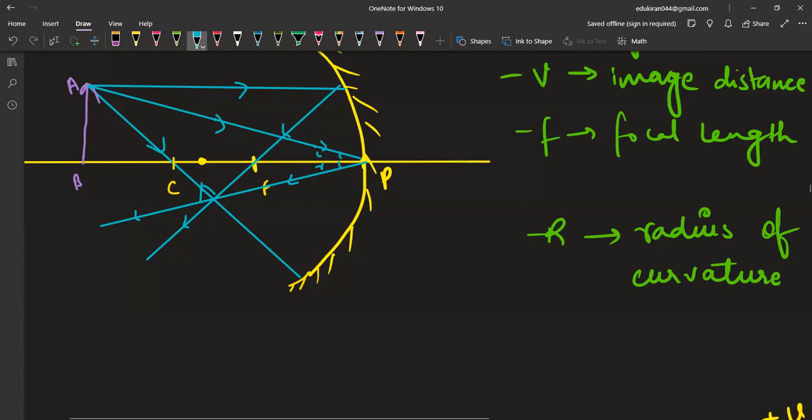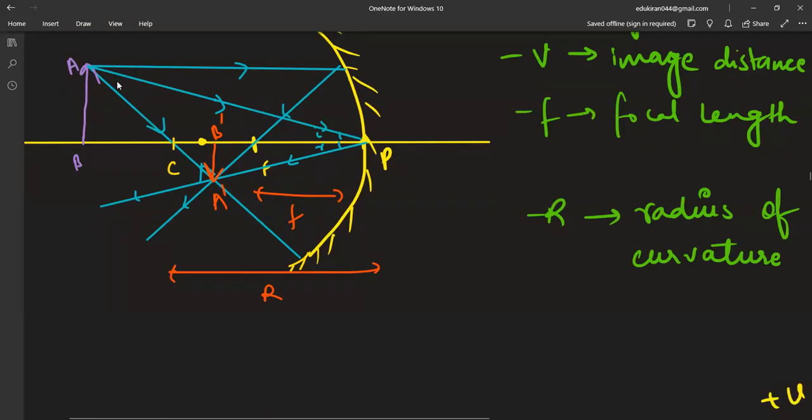Fine. Now, where is the image forming? Image is forming over here. All the rays are intersecting at A dash, B dash. Fine, A dash, B dash. You have this entire distance as the radius of curvature. This is the focus. Fine. So the ray diagram we have drawn. Now, object distance. This entire separation from this to this point.